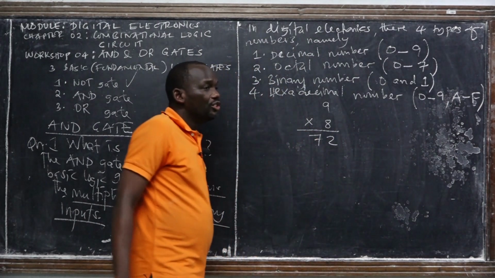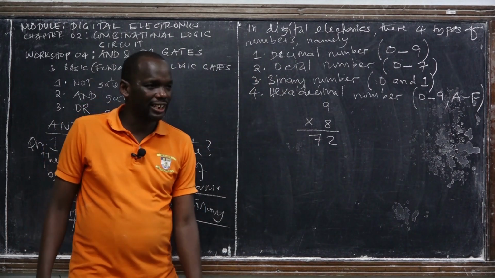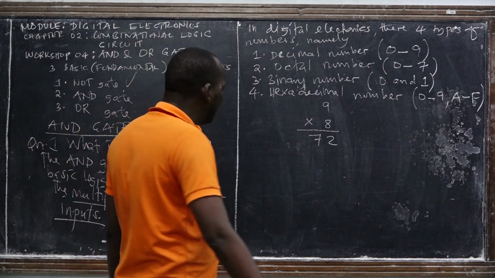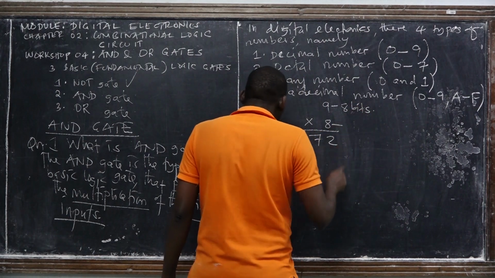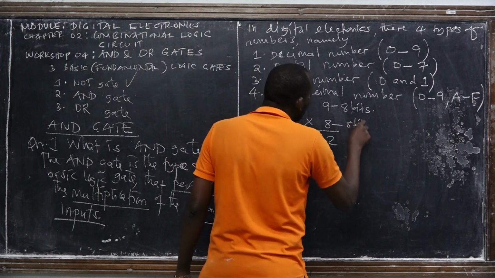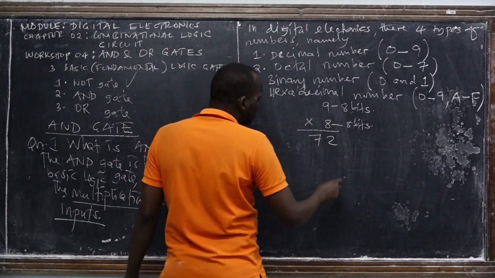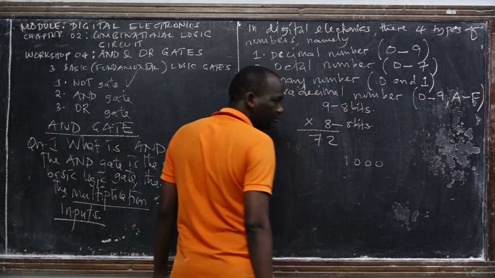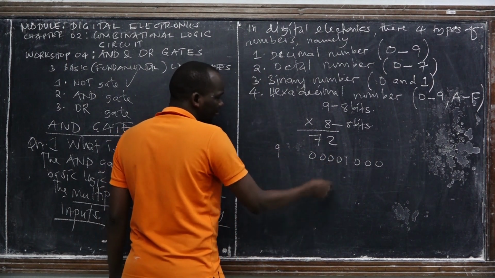72. So the computer or any digital machine, even your scientific calculator, cannot understand 9, cannot understand 8. So 9 is actually represented by 8 bits. And also 8 is actually represented by 8 bits. So what is the meaning of 8 bits? For instance, 9, you can find that it's 1, 0, 0, 0, then we have 0, 0, 0, 0. So this is 9.